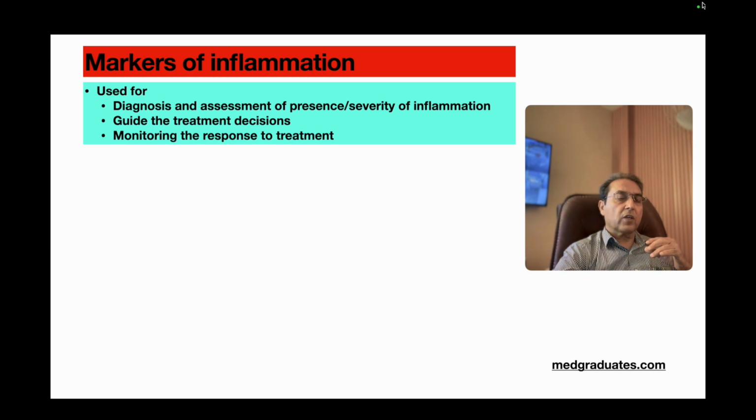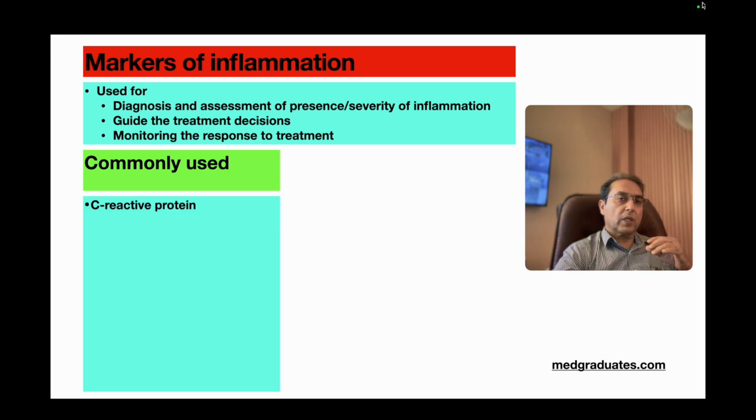If inflammatory markers are increasing, treatment is not working. If they are resolving, that means treatment is working and the patient is getting better. Now, what are different types of inflammatory markers? Some of them are very commonly used. For example, C-reactive protein, which is synthesized in the liver.